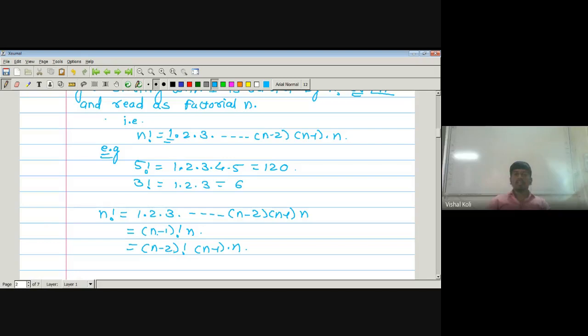Since here we have taken the product of n minus 2 consecutive integers starting with 1 as n minus 2 factorial, and these remaining two terms are n minus 1 into n.